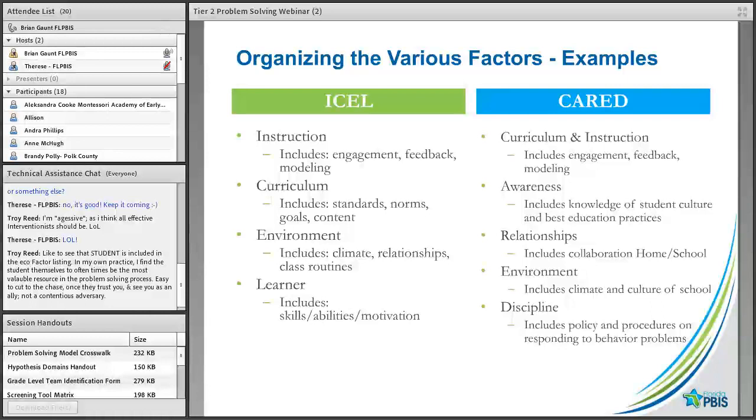So Troy, you're saying, "I'd like to see that the student is included in the eco-factor listing. In my own practice, I find the student themselves too often to be the most valuable resource in the problem-solving process. Easy to cut to the chase once they trust you." And I completely agree with you, Troy.